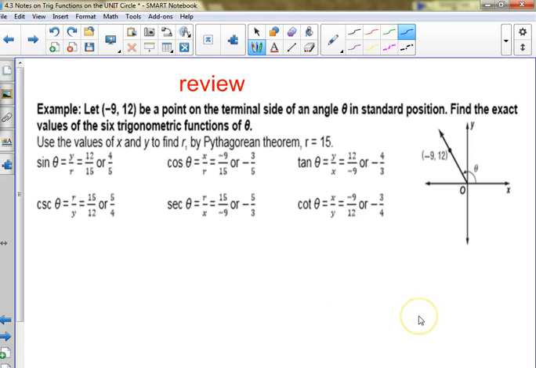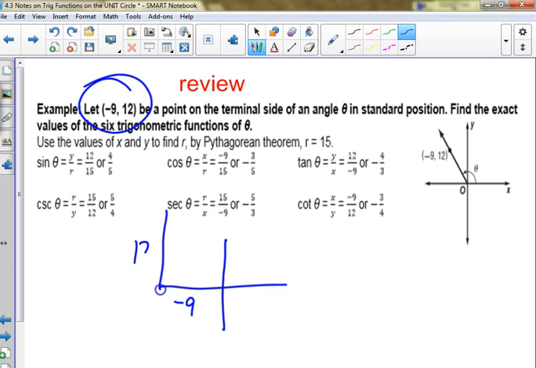This is totally review. I don't want to spend a lot of time on this because this is the same as we just did. We did it by drawing though, right? If I go 9 to the left and up 12, this is negative 9 and this is positive 12. We're actually talking about this angle, but we use this reference triangle. So then we just do Pythagorean theorem. Everybody good? And then we can find all the functions. Everybody feel okay with that?